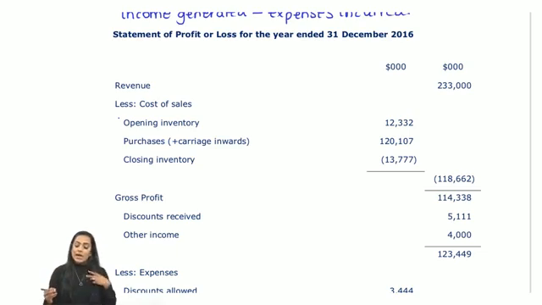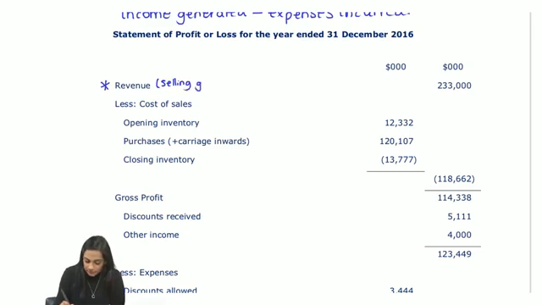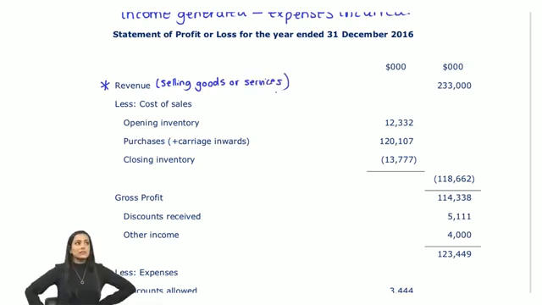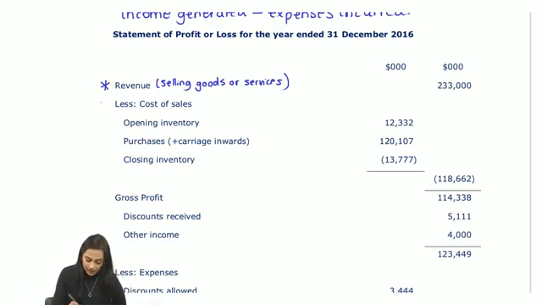And here is the general format of the statement of profit or loss. We start off with the revenue. And revenue is the income that you make from selling goods or services. Okay. And underneath revenue, we have something known as cost of sales.